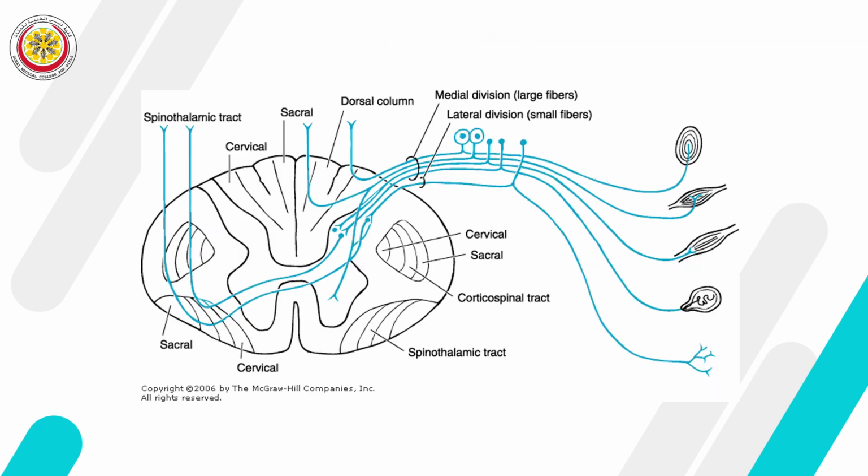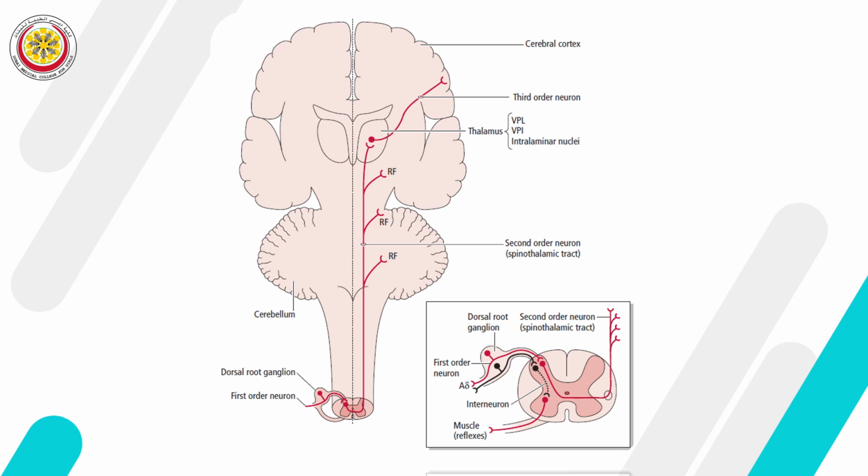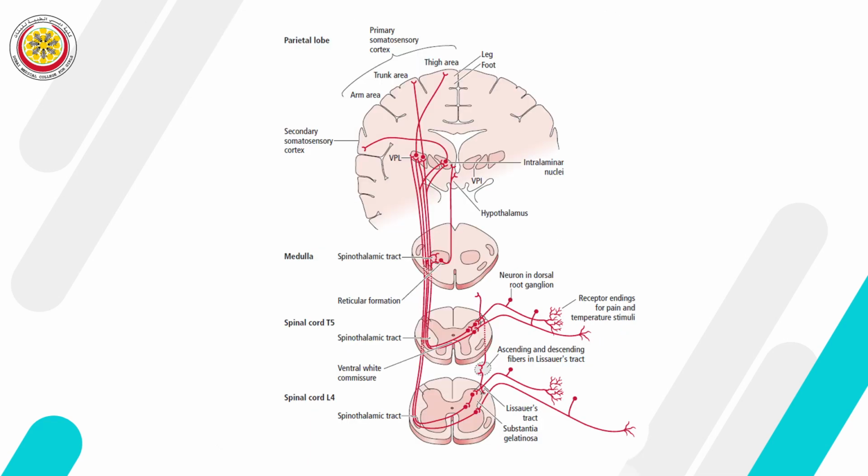Now, the third order neurons, these are the first order neurons, dorsal root ganglion. Some of them go directly, and some of them cross to the other side. You see, and this is the pathway in detail. Cross to the other side, and these are the connections I mentioned at the end, with the reticular formation, with the hypothalamus, and then the third order neuron to the thalamus.